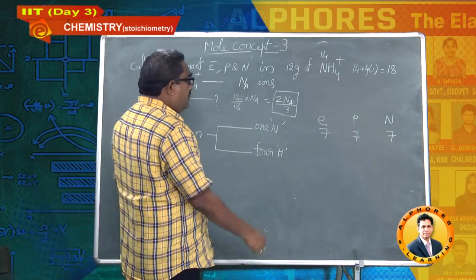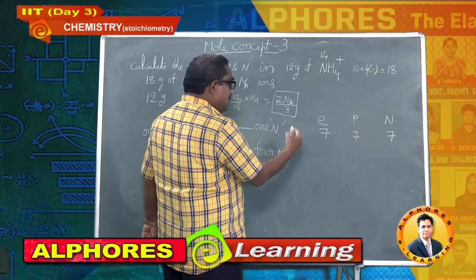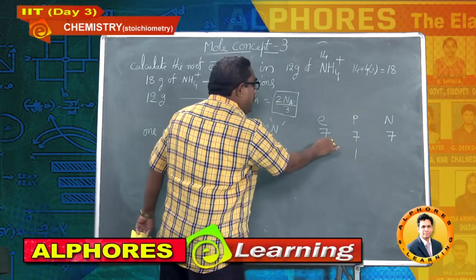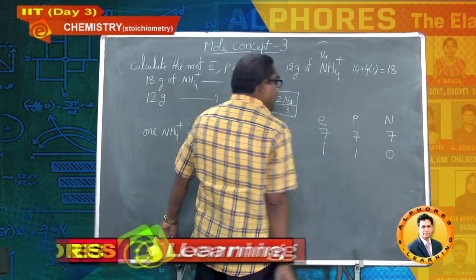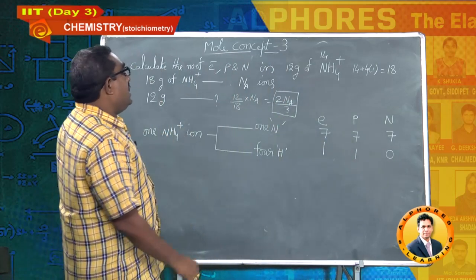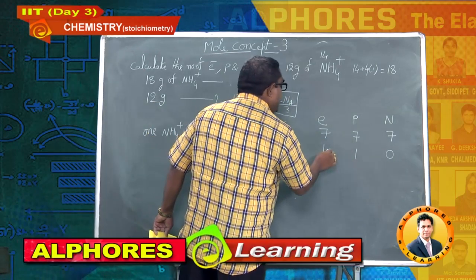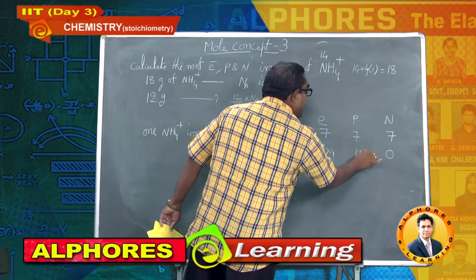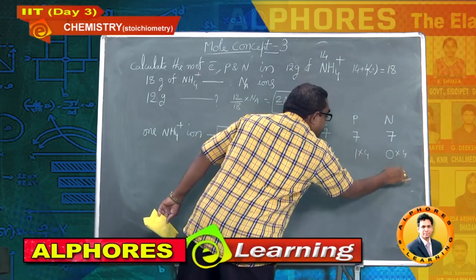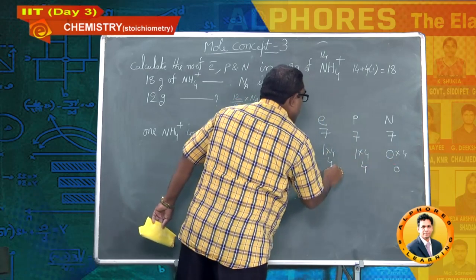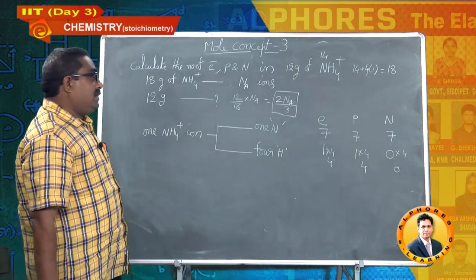Next, coming to hydrogen, as usual previously we have explained this. 1 proton, 1 electron and no neutrons, that is 0. But how many such hydrogens are there? 4. So, multiplied with 4. 0, 4 and 4, right.